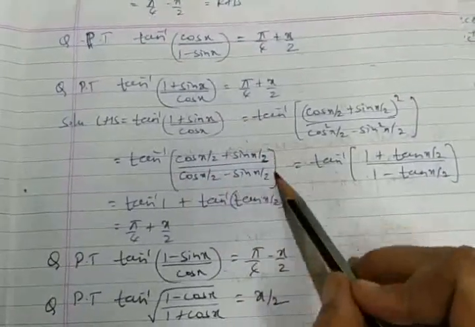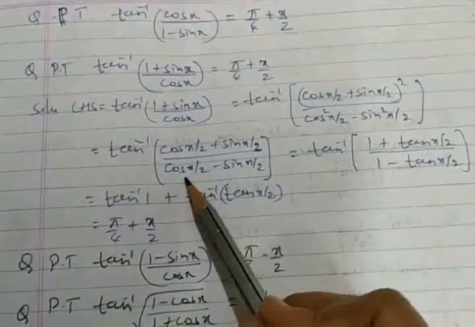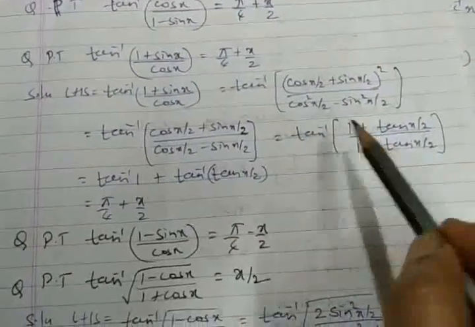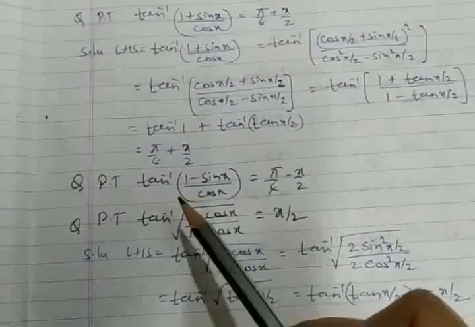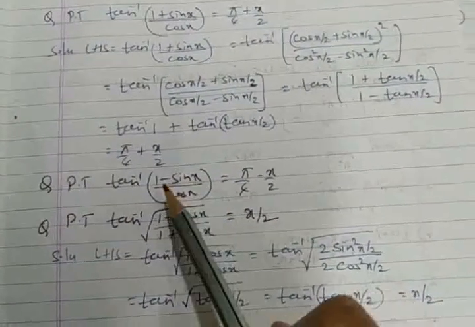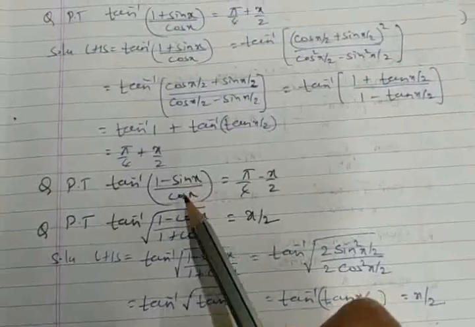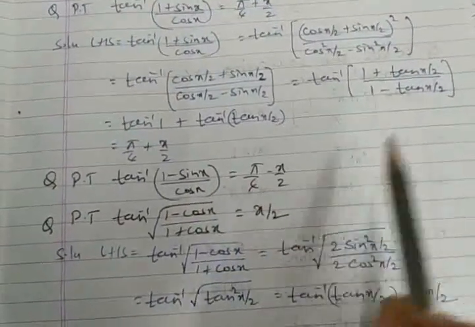This is a common situation which will come across in inverse trigonometry. Divide throughout by cos x by 2, and applying the formula, we find pi by 4 plus x by 2. Similarly, the situation can be asked as tan inverse of 1 minus sin x upon cos x. Try this question. It is a minus b whole square. This is a square minus b square form. Simplify it, you find the answer.